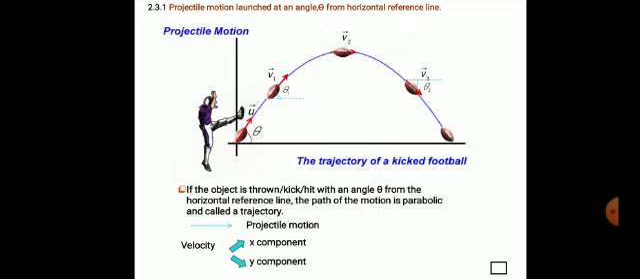So what is the projectile motion? In this case, we can see a player playing football. He tried to kick a ball and the ball goes in a pattern. The shape of the pattern is what we call a parabolic path.